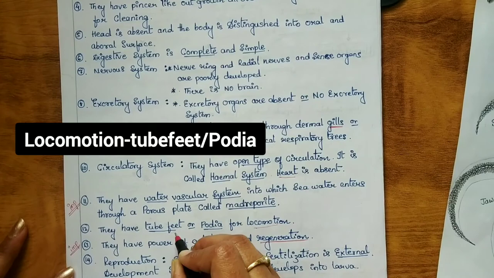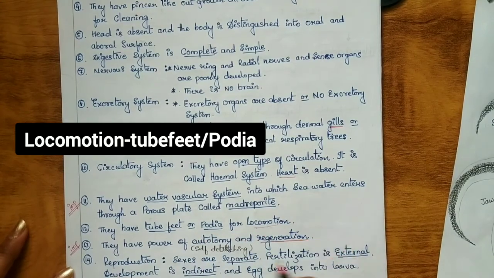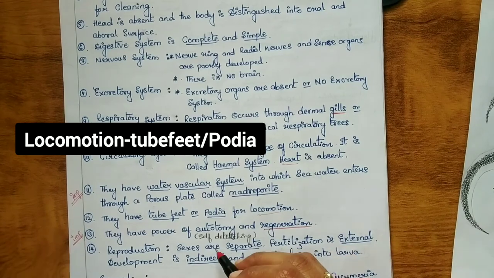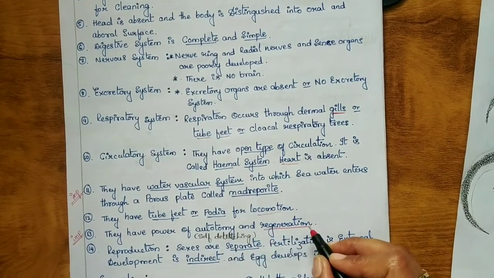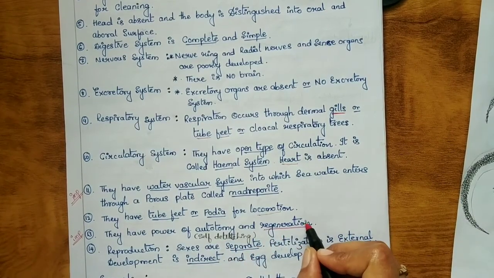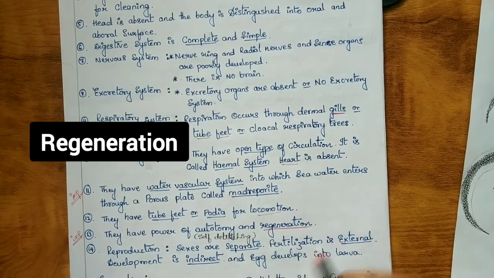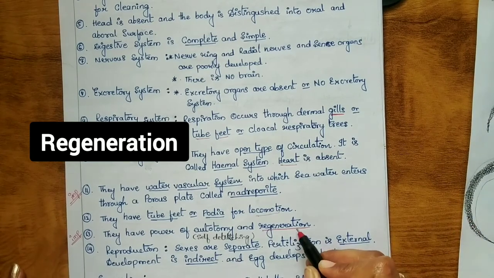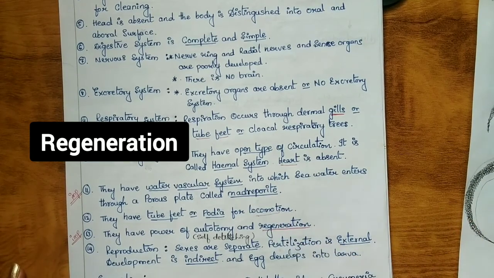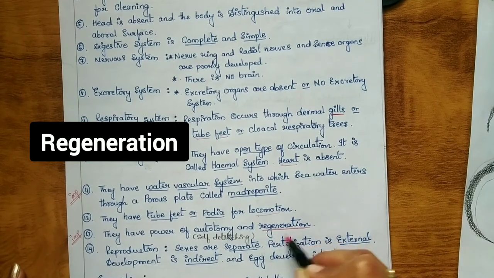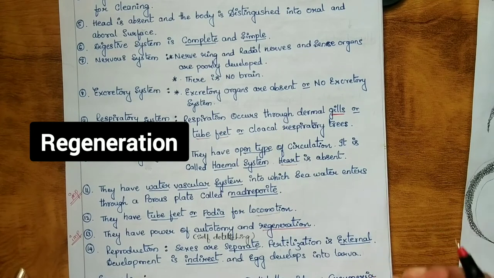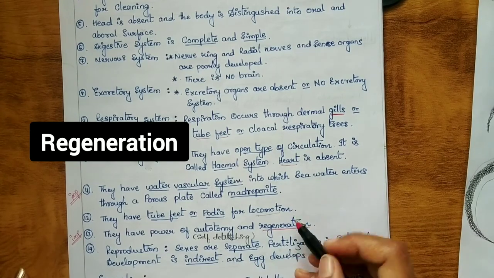They have tube feet or podia for locomotion. And here is another important term: they have the power of autotomy and regeneration. I have explained regeneration while explaining the phylum Porifera. Okay, so let us know the meaning of regeneration here. Regeneration means the lost body part will regrow again. That is called regeneration.